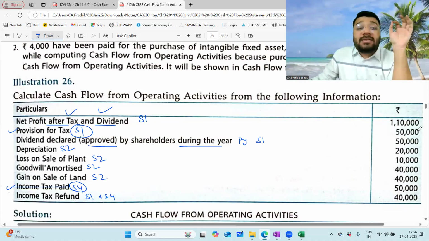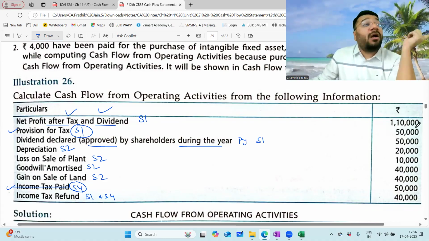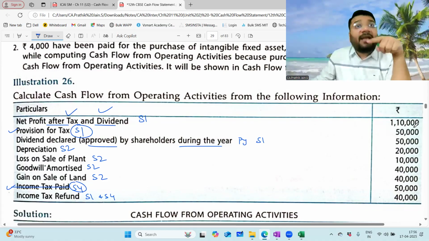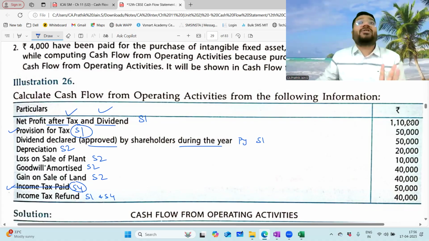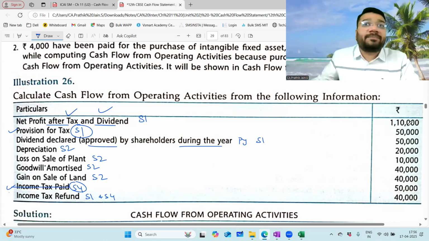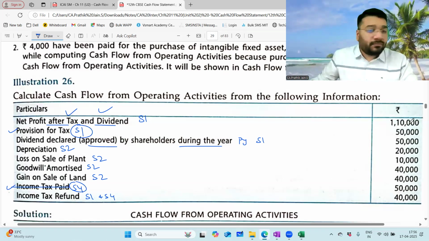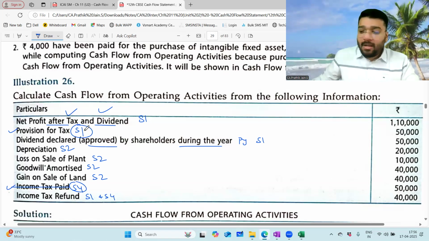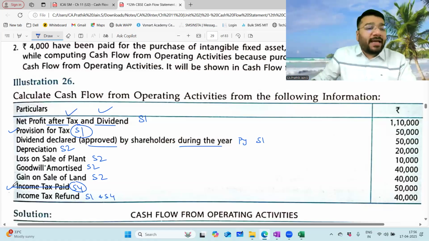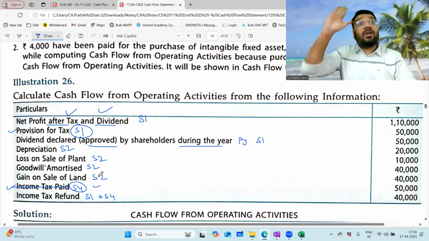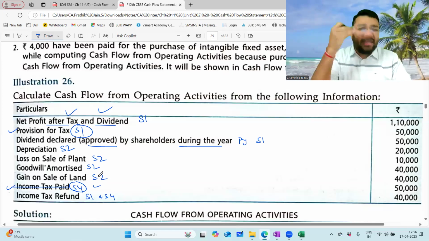Why? Because the same amount is considered as the tax paid of the previous year. When the right question comes, that time I'll discuss. I'm just giving a point here. A question will come based on this, and that time I'll discuss the same point. Or else the same question I'll do in two ways. One, when the income tax paid word is given, like this ditto question. And one, the same question without the word income tax paid. That time what to do? Now itself I'll tell you.